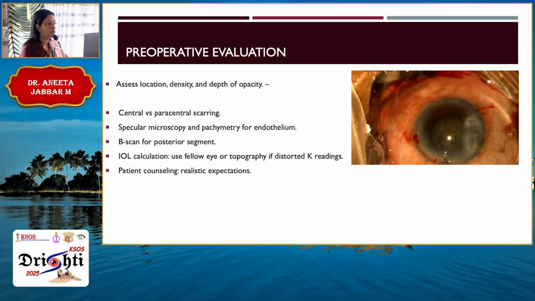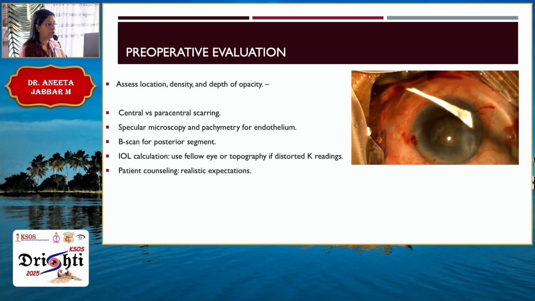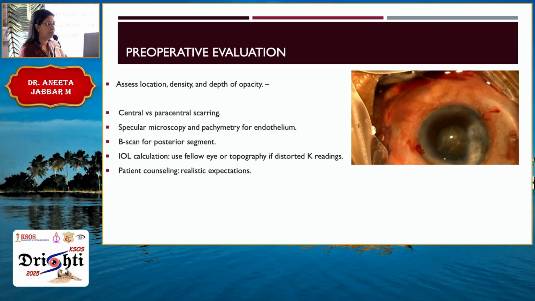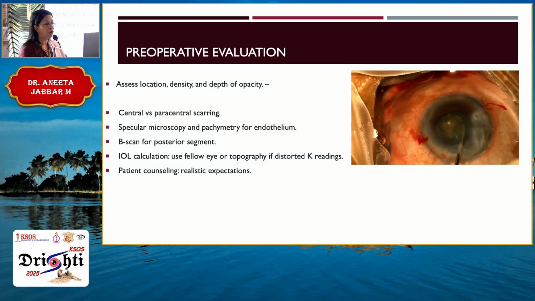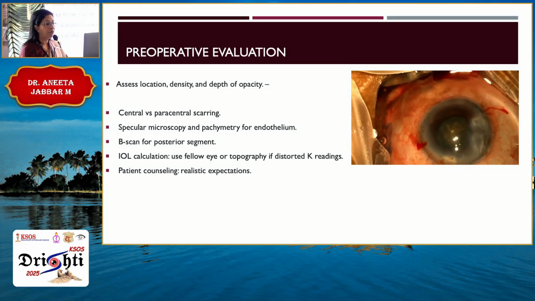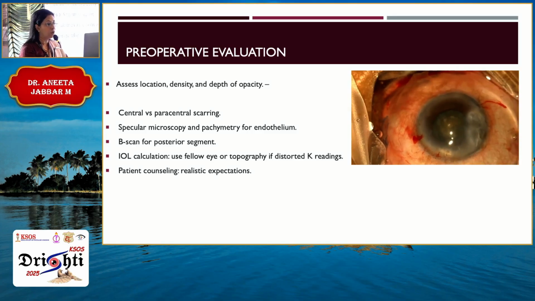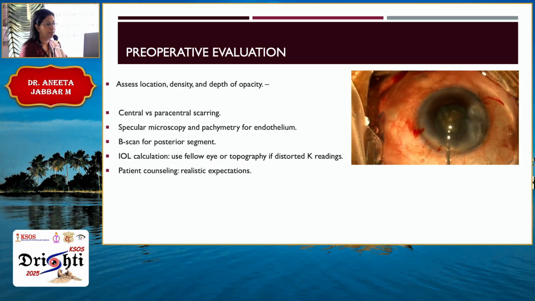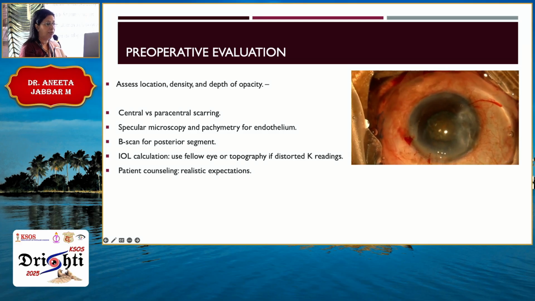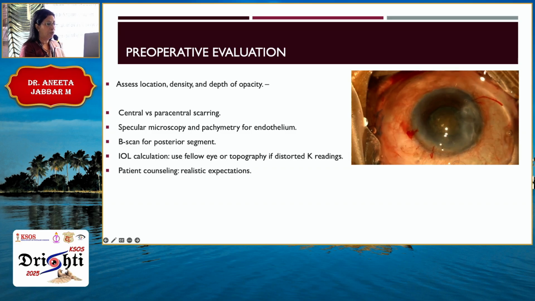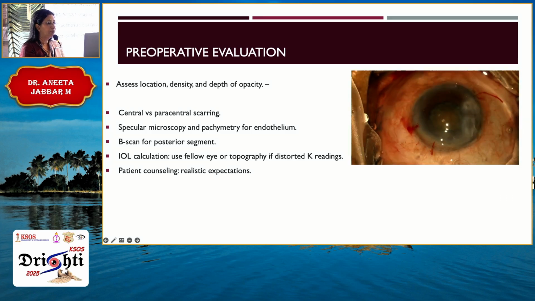And patient counseling is also very important, and to give them realistic expectations. Explain to them that we are dealing only with a cataract, but the corneal scar will remain. If there is peripheral scarring, there is no need of combining with a keratoplasty. Even phacoemulsification will give adequate vision to the patient.